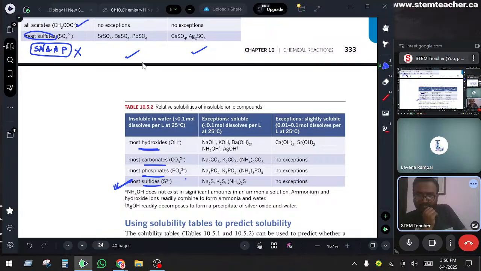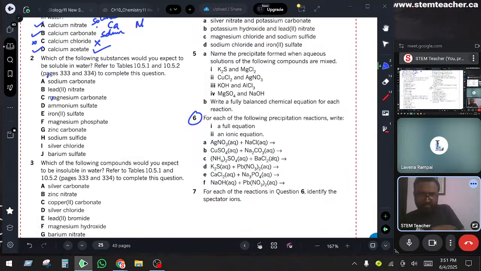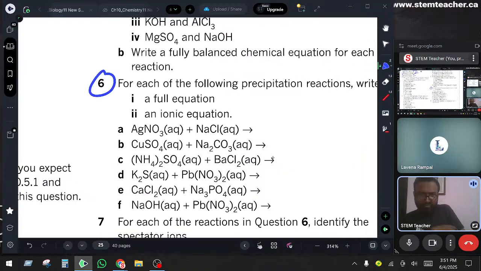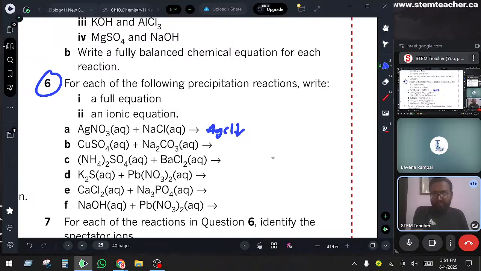For each of the following precipitation reactions, write the full equation and ionic equation also. So we have to write all these. I will try to give the solutions. Okay, here AgCl is your precipitate. Precipitate can be marked with a down arrow. And CuSO4 plus Na2CO3, try to check. I will check and I will update with the sixth question.